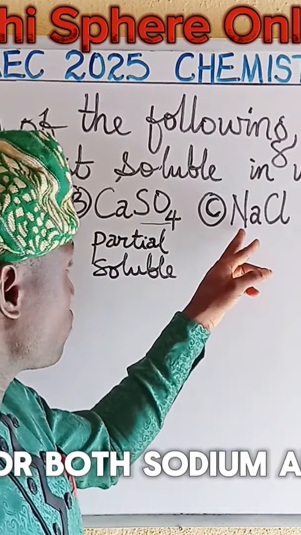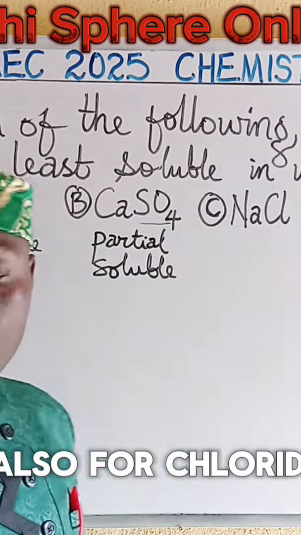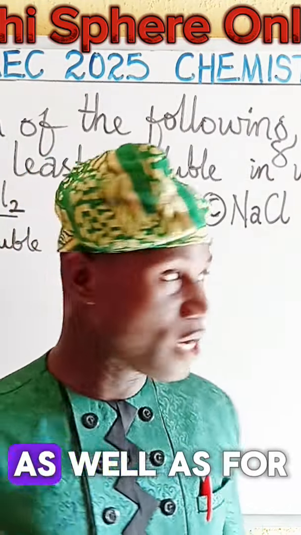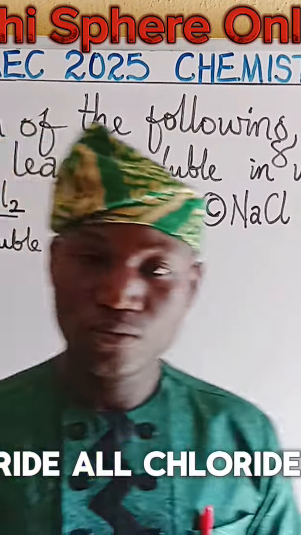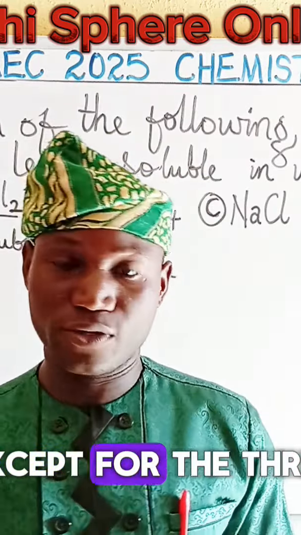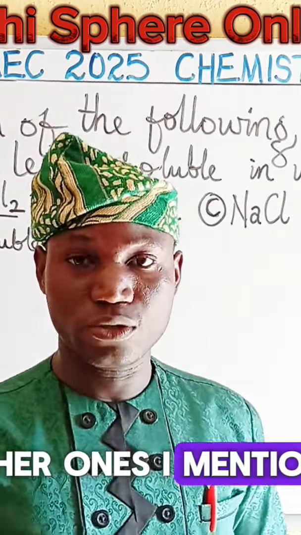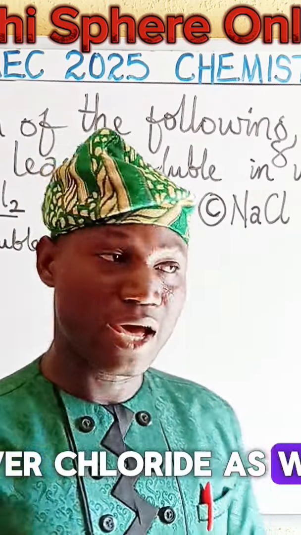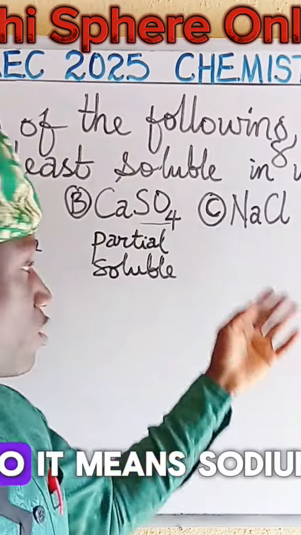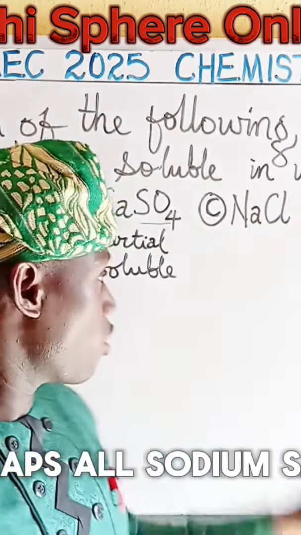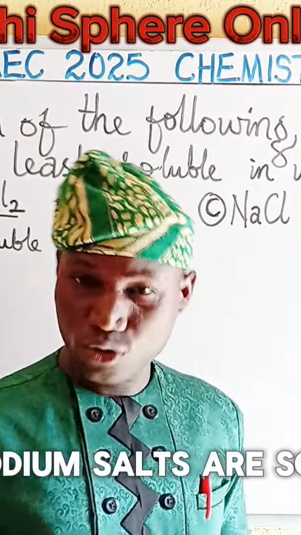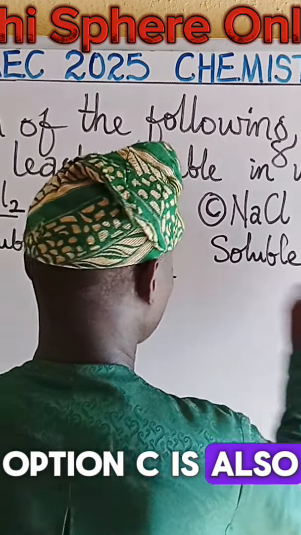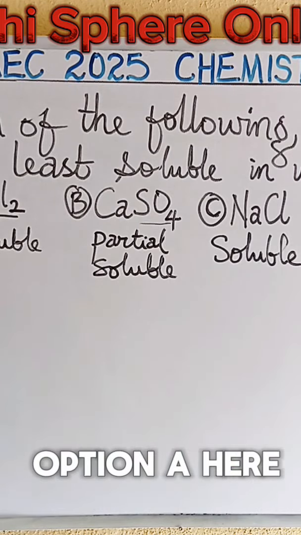Now there are rules for both sodium and also for chloride. For sodium, all salts of sodium are soluble in water, as well as for chloride, all chloride salts are soluble in water except for the 3 other ones I mentioned, that is lead 2 chloride, silver chloride, as well as mercury chloride. So it means sodium chloride is soluble. All sodium salts are soluble in water. Therefore, option C is also a soluble salt, just as also option A here.